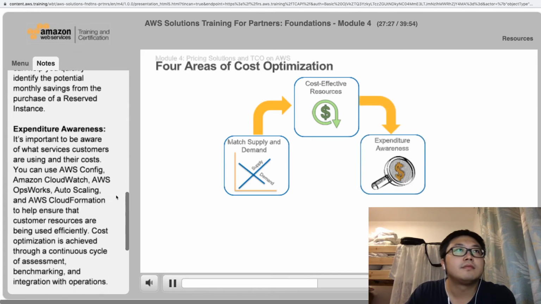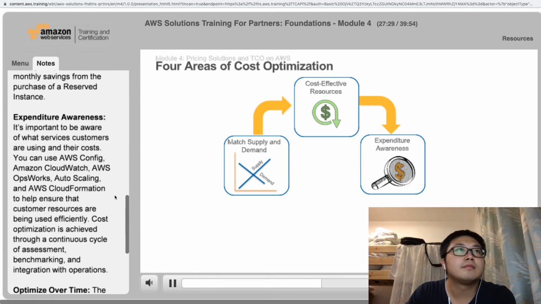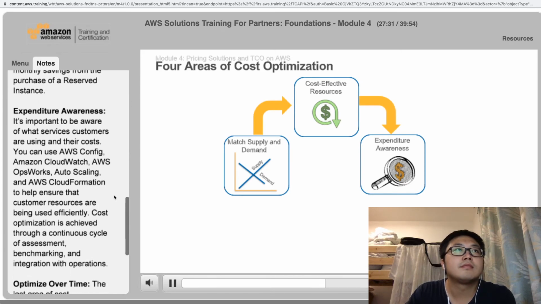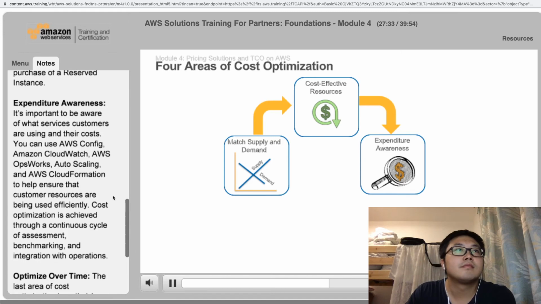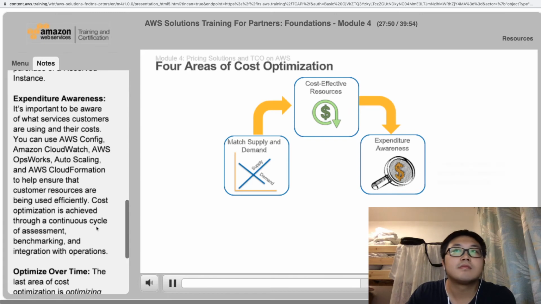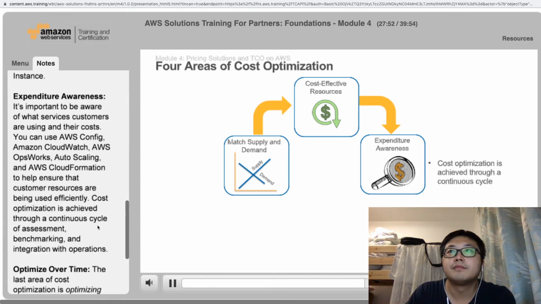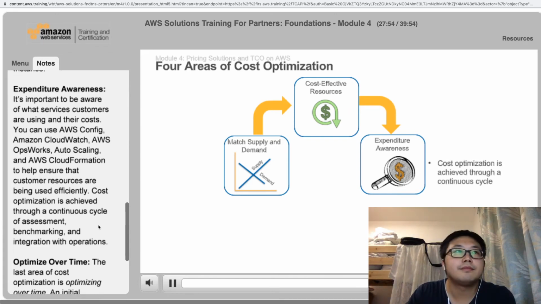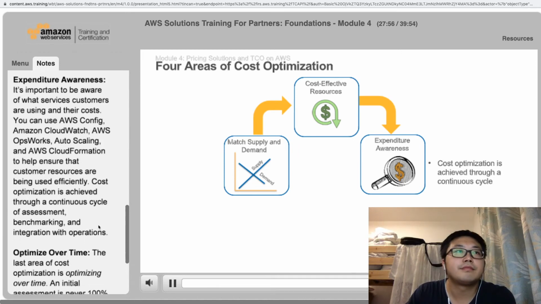Expenditure awareness. It's important to be aware of what services customers are using and their costs. You can use AWS Config, Amazon CloudWatch, AWS OpsWorks, Auto Scaling, and AWS CloudFormation to help ensure that customer resources are being used efficiently. Cost optimization is achieved through a continuous cycle of assessment, benchmarking, and integration with operations.